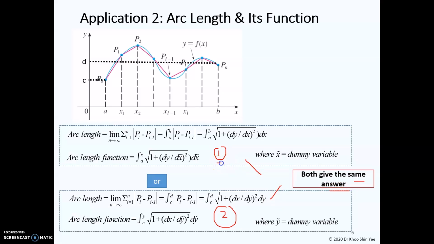So when should we choose option 1 or option 2 to solve the problem? It depends on the dy over dx and dx over dy here. If you see that the integration of this function is difficult, then you go for option 1. If this one is more difficult to solve, then you go for option 2. So this is the way to choose it.